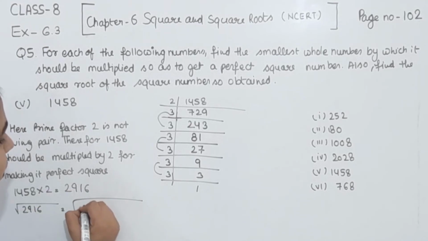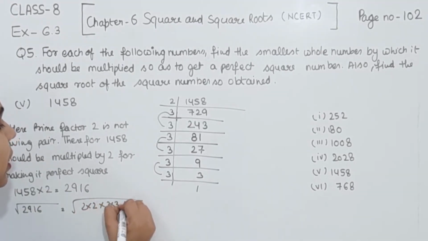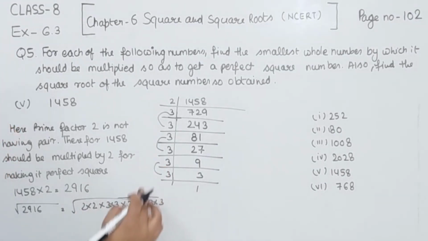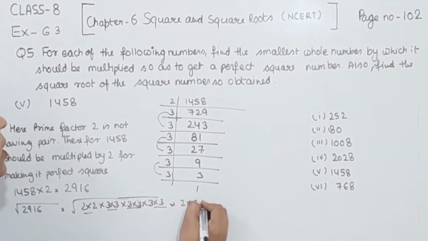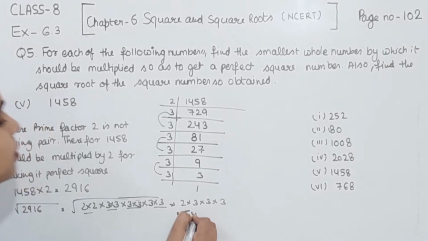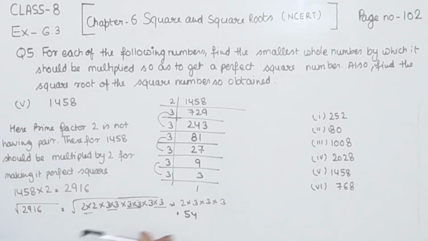Now we are going to find the factors of 2916. So we will write here 2 multiplied by 2, 3 multiplied by 3, again 3 multiplied by 3 and again 3 multiplied by 3. So the factor pairs of 3 we are having is 3 times, and 1 time 2. So 2 multiplied by 3 multiplied by 3 multiplied by 3. 3 3s are 9, 9 3s are 27, 27 2s are 54. So I'm going to write here the 54. So the root 2916 is equal to 54. This is the part 5.